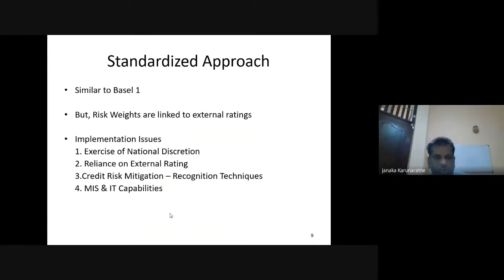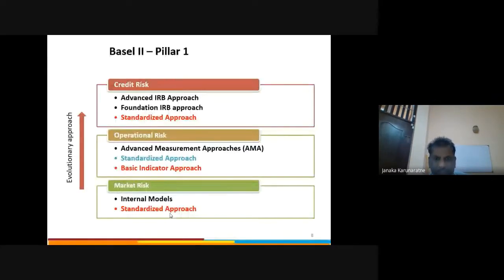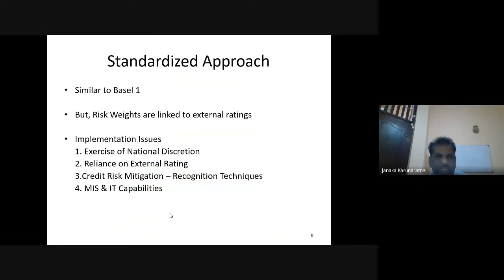So let's move on to the credit risk part and the standardized approach. So what do you mean by standardized approach? What was the idea behind that? Now, if you look at Basel I, the credit risk, how did we measure the credit risk? Very simple. We compute the core capital as per the definition given by Basel.